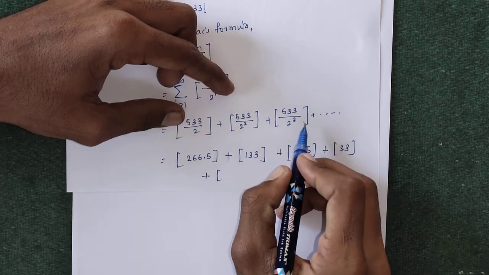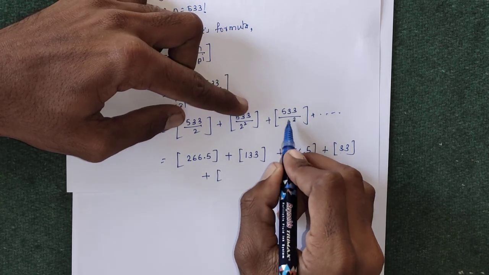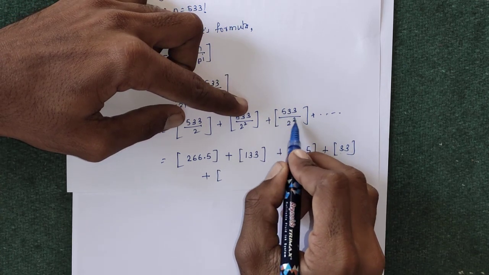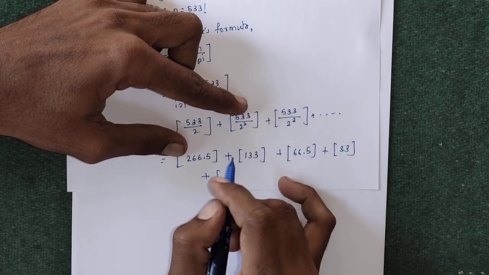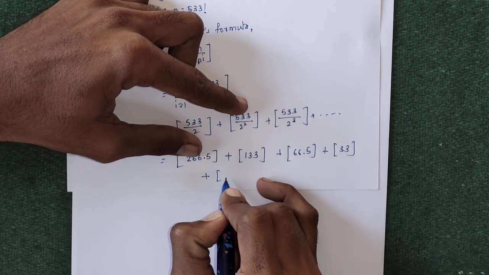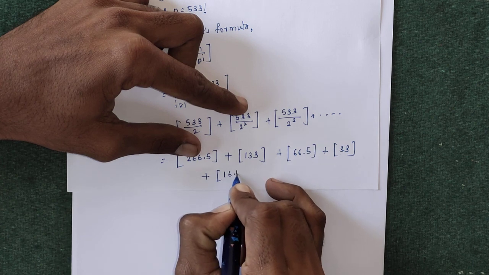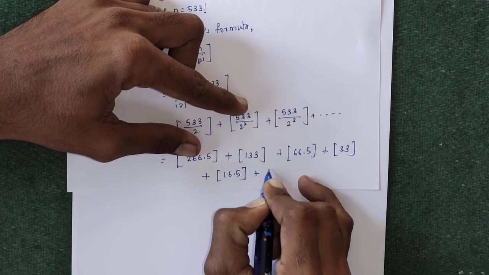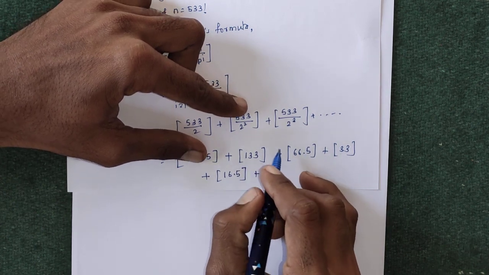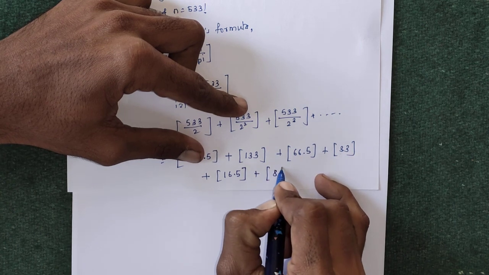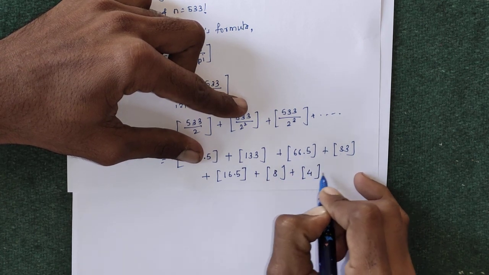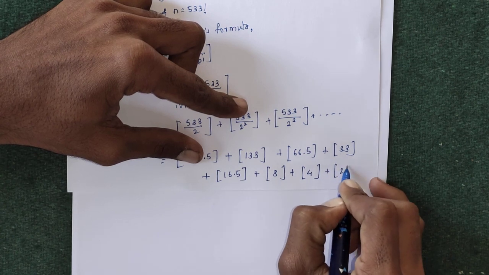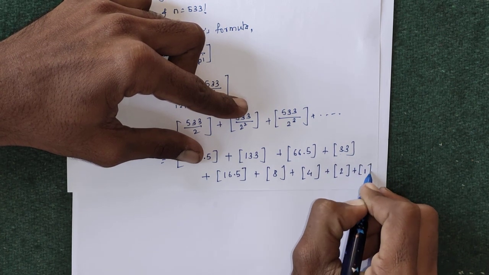Now dividing 533 by 2 raised to 5, we will get some 16.5. Again dividing 533 by 2 raised to 6, we get 8. Again dividing, we will get 4, and similarly we will get 2 plus 1 plus 0.